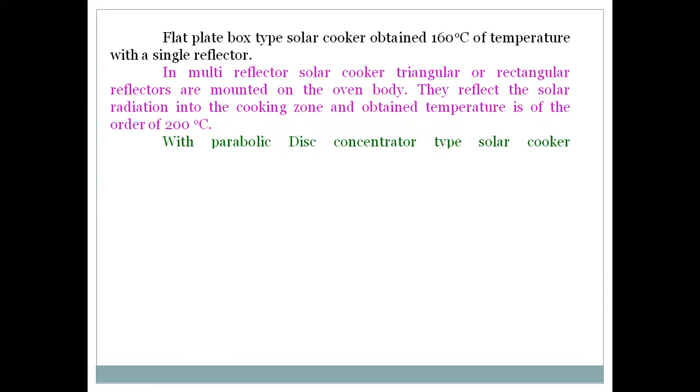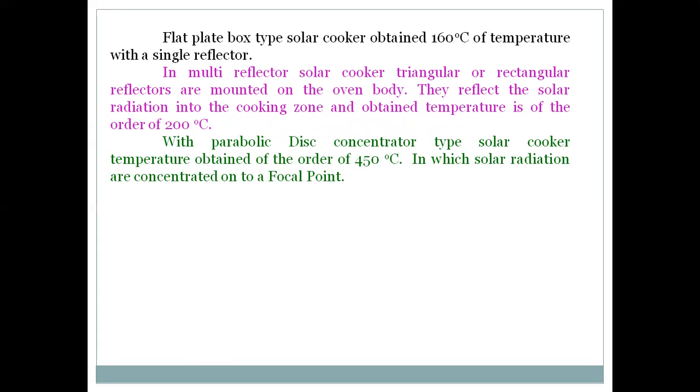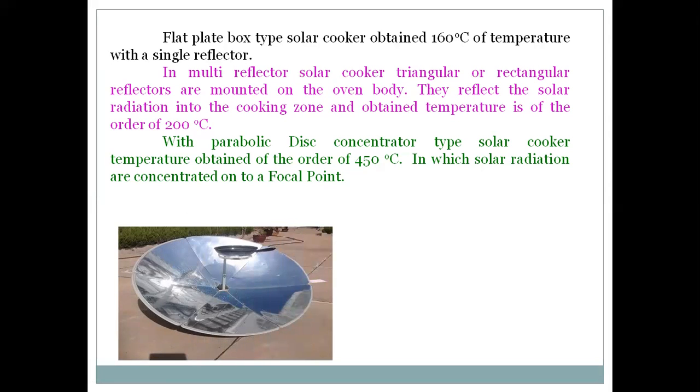In the parabolic type concentrator solar cooker, the temperature obtained is of the order of 450 degrees Celsius. This temperature is very high in comparison with the flat plate box type solar cooker, so the cooking time is greatly reduced. It means that in this parabolic disk type concentrator, all the radiation is concentrated at a focal point. You see here, this is the parabolic disk type concentrator. When the sun's rays are incident on this disk, they are concentrated at this place.